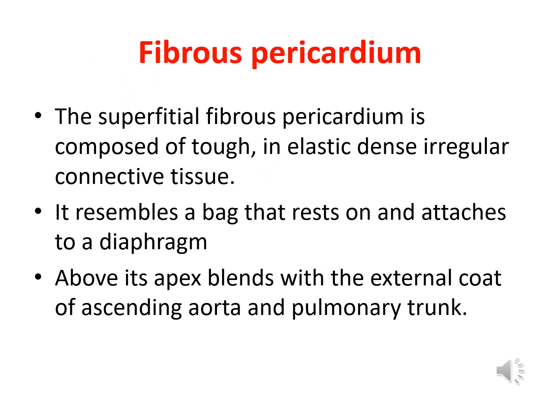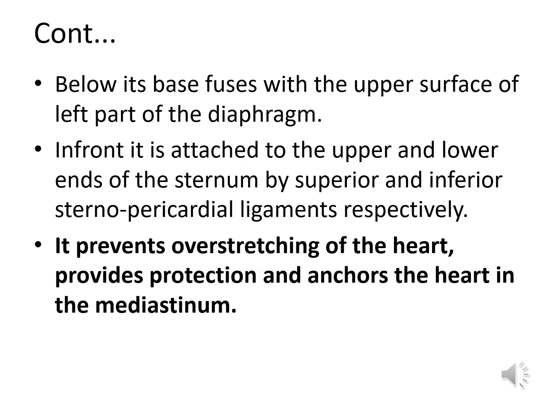Next, coming to the fibrous pericardium. The superficial fibrous pericardium is composed of tough, inelastic, dense, irregular connective tissue. It resembles a bag that rests on and attaches to the diaphragm. Above, its apex blends with the external coat of the ascending aorta and pulmonary trunk. Below, its base fuses with the upper surface of the left part of the diaphragm.